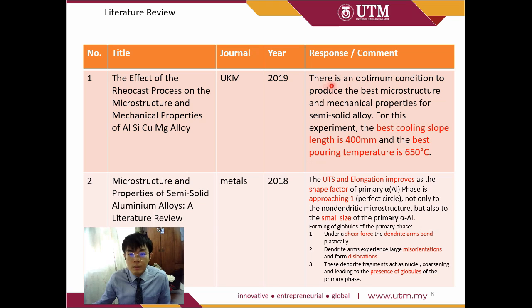From the first paper, there is an optimum condition to produce the best microstructure and mechanical properties for semi-solid alloy. For this experiment, the best cooling slope length is 400 millimeters and the best pouring temperature is 650 degrees Celsius. The next paper shows that the ultimate tensile strength and elongation improve as the shape factor approaches 1, not only due to the non-dendritic microstructure, but also due to the small size of primary alpha aluminum.